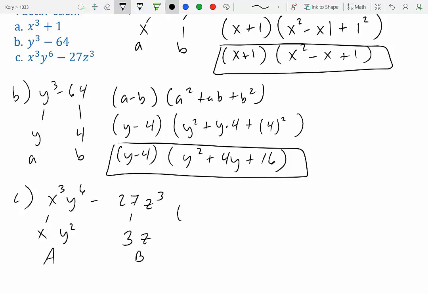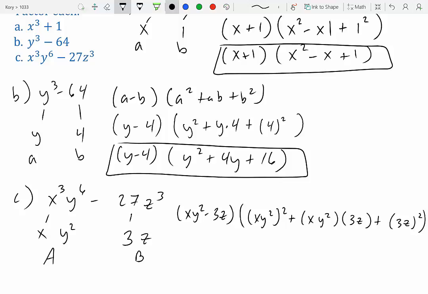So we have a minus b, so xy squared minus 3z. A squared, so that's xy squared squared, plus a times b, so a is x cubed, or excuse me, x squared, so xy squared, times b, which is 3z. And then that's plus b squared, so plus 3z squared. Now we need to simplify.